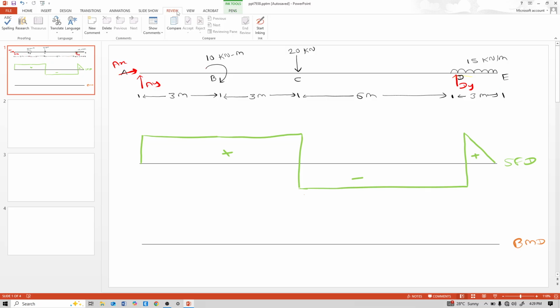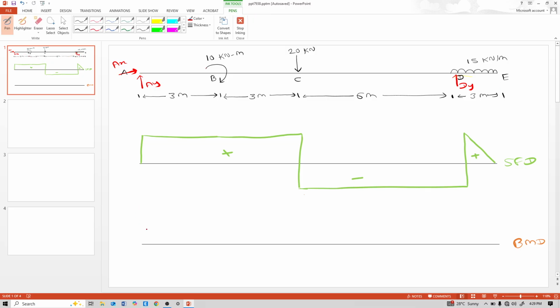So at A the moment is 0 because only reactions are there. At point B, in between A and B there is no load, so the moment is an inclined line, like this. And at B there is a clockwise moment, so it suddenly increases due to this clockwise moment.